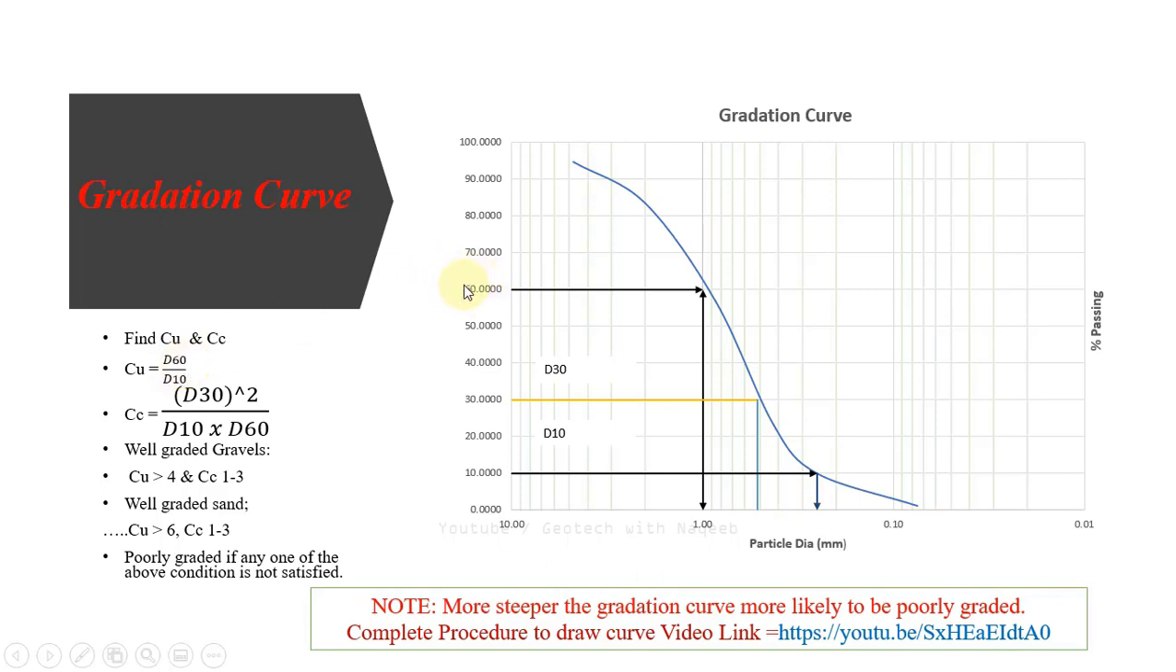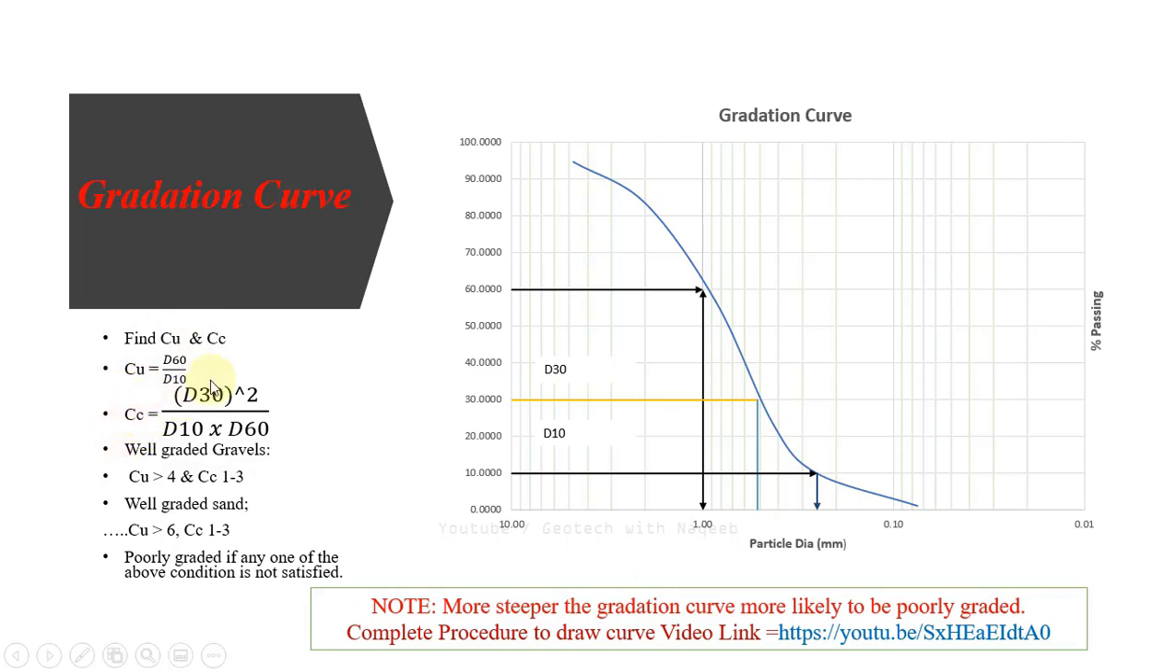So here you can see this is 60% passing, and the diameter against 60% passing is approximately 1 mm. Yes, 1 mm. And then D10, the particle diameter against 10% passing, you can obtain from here. This is how you find the coefficient of uniformity.